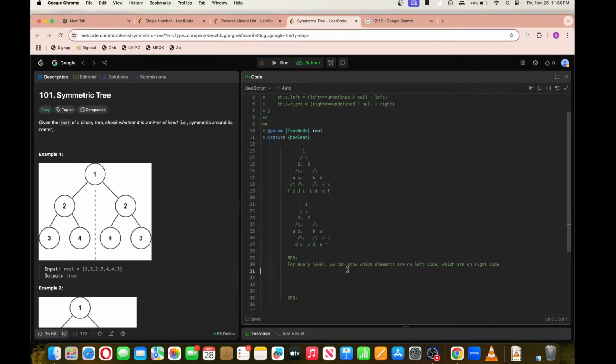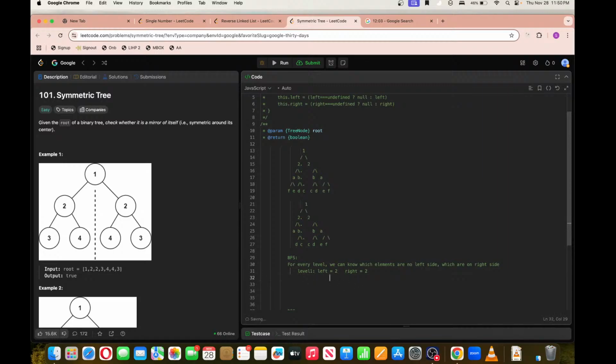So for example, in the beginning it will be 1, right? And then left child 2 and right child 2. Okay, so this will be left and this will be right in the beginning only, in my first level 1.